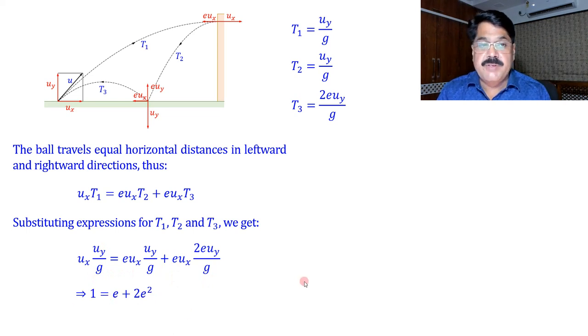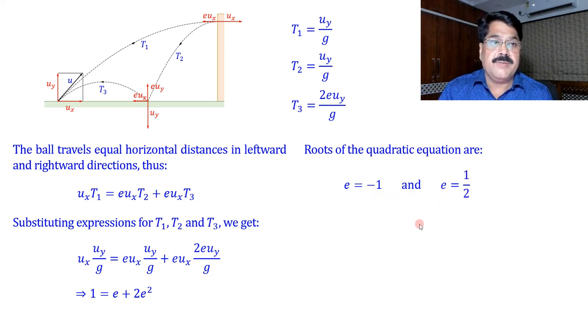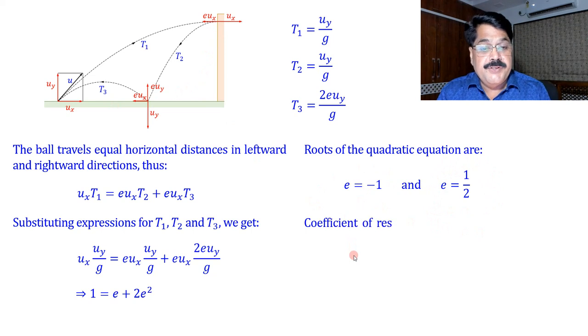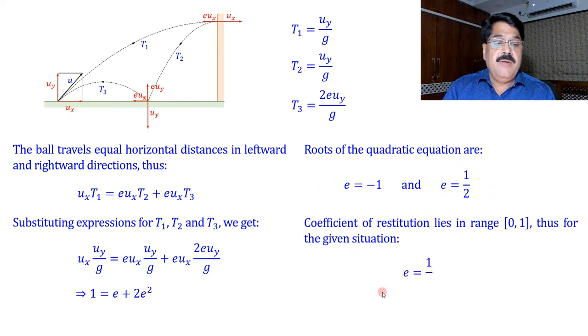Now it is a quadratic equation, we can find its roots. The roots of the quadratic equation are e equal to -1 and e equal to half. Actually, for a physical collision, the value of e ranges from 0 to 1, so this value is unacceptable. So that is the value of the coefficient of restitution for these collisions. The coefficient of restitution lies in the closed interval 0 to 1. Thus, for the given situation, e is equal to half. So that is a very interesting situation.